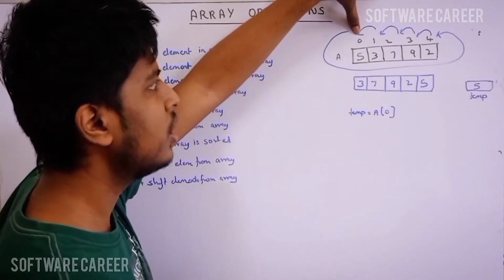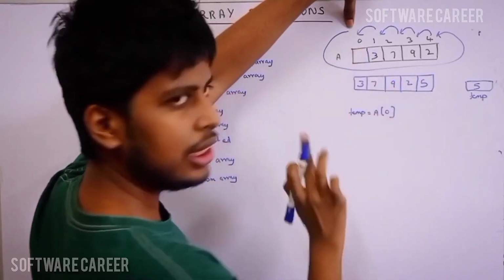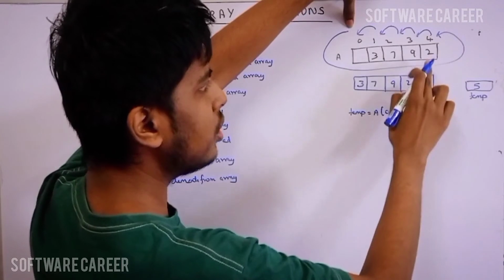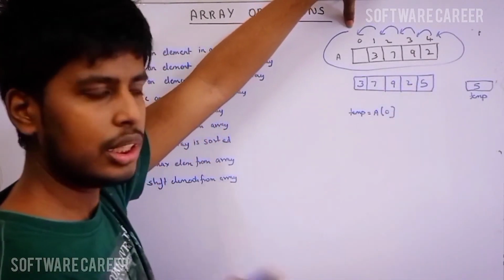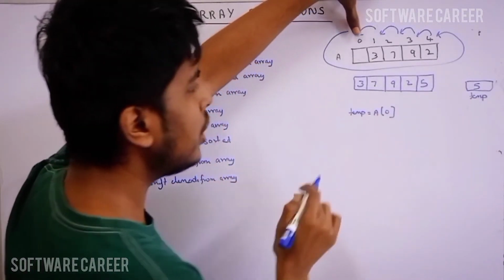Why am I storing? Because while moving this 3 towards here, this 5 gets deleted. See, now 5 gets deleted. So how can you put this 5 over this last position? That's why I am storing this 5 in temp. Now I will write the loop.